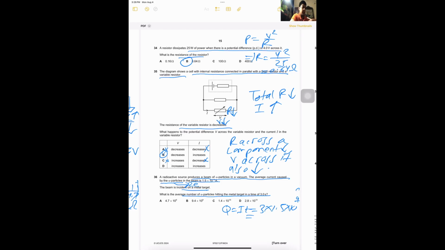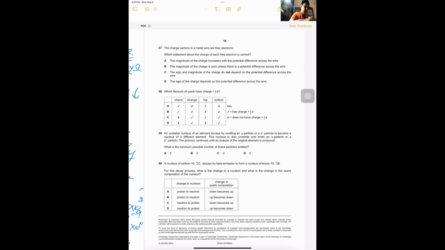So just put that in the calculator. 3 into 1.5 into 10 to the power minus 9. This should be 4.5 into 10 to the power minus 9. Therefore, the average number means the total charge, which is just what we found out, divided by the charge of one of them, which is 2 into 1.6 into 10 to the power minus 19. This should give you the average number of particles that are traveling. So the answer is 1.4 into 10 to the power 10. So the answer is C.